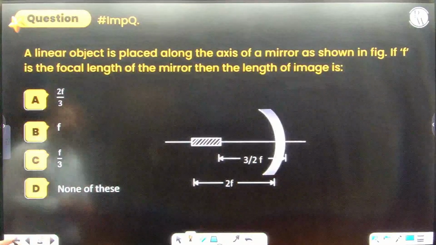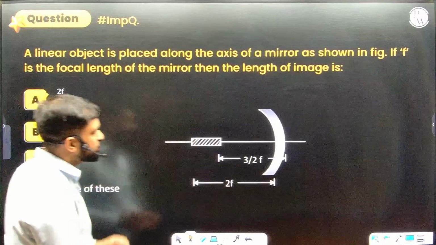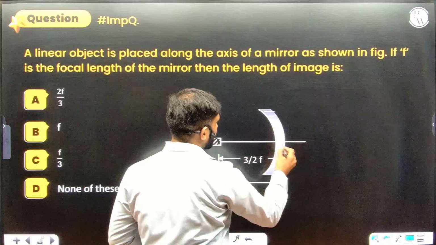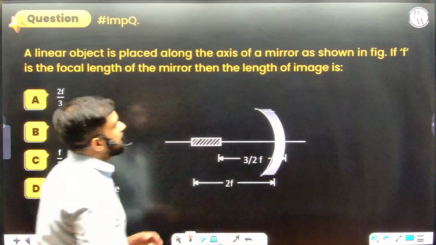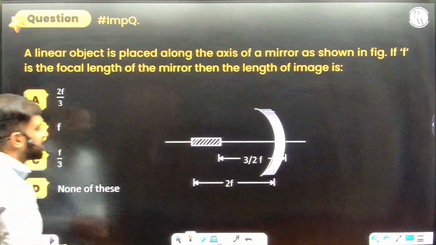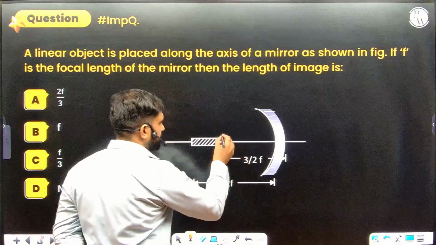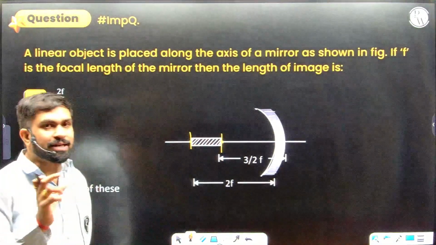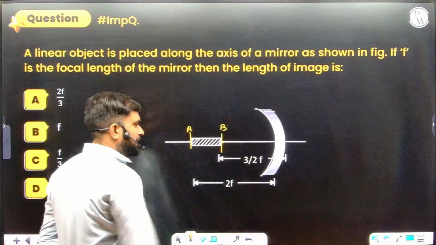Okay. Here I have a linear object which is placed on the axis of the mirror as shown. This is your mirror, and this is a concave mirror like this. They are saying that if f is the focal length of the mirror, then the length of the image is, okay. For the length of the image, you just need to remember that I need to take this object as a set of 2 points, the starting and the ending point, the A and the B.